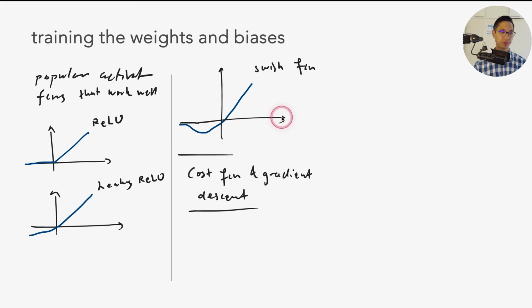Then, when we're training weights and biases, we need to have a cost function. We use a gradient descent algorithm. The cost function, what is that? You have seen the loss function before. You have seen the error, some kind of error that you want to minimize. It could be like RSS, residual sum of squares, as when you're working with linear regression.